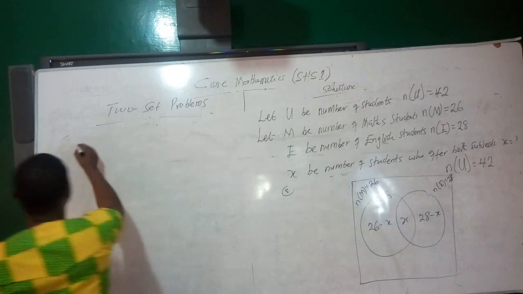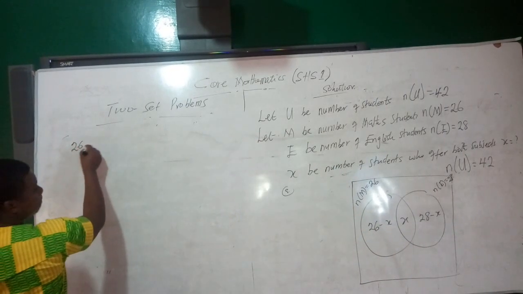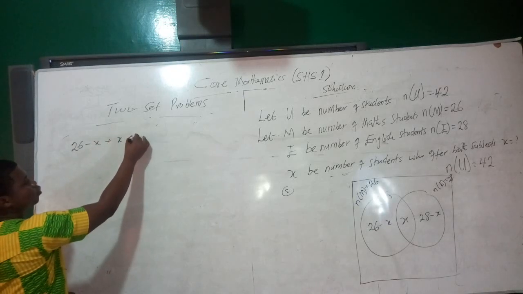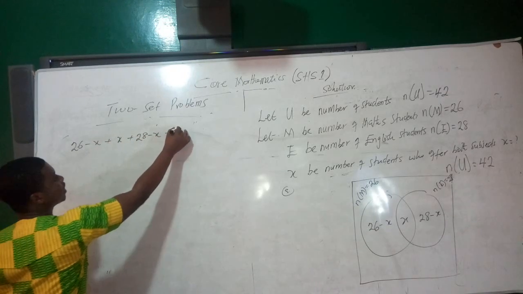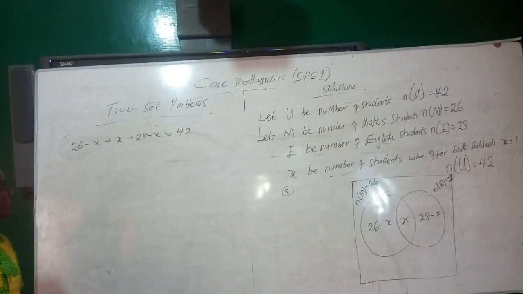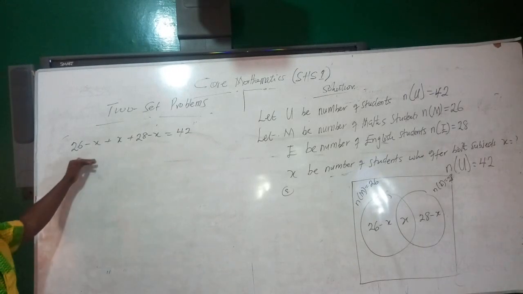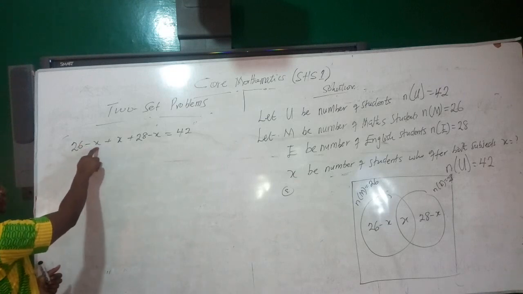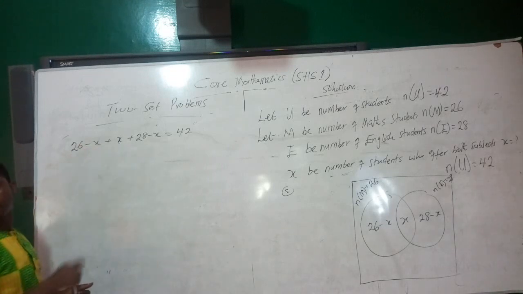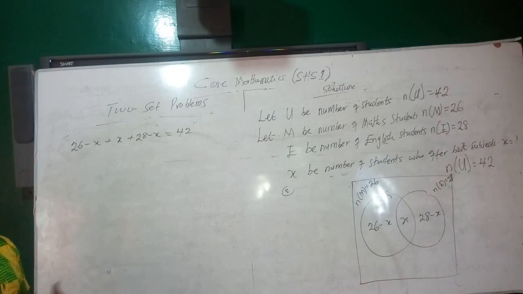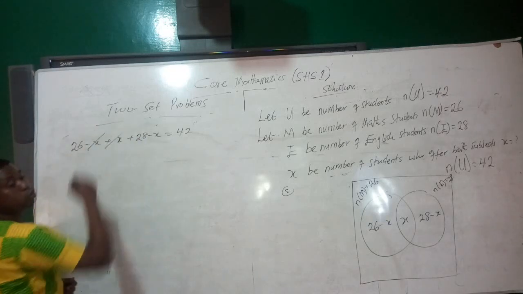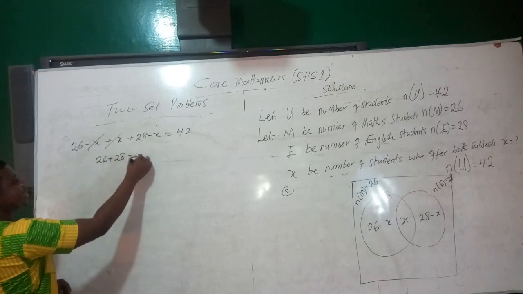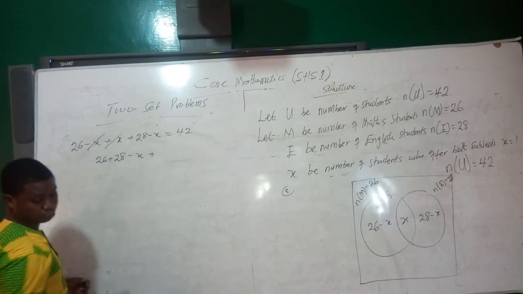So we have 26 minus x plus 28 minus x should give us 42. Now we are supposed to find the value of x. If you look at this, we have negative x, then positive x. When you add them, that is 0, so that one is gone. So we have 26 plus 28 minus x is equal to 42.